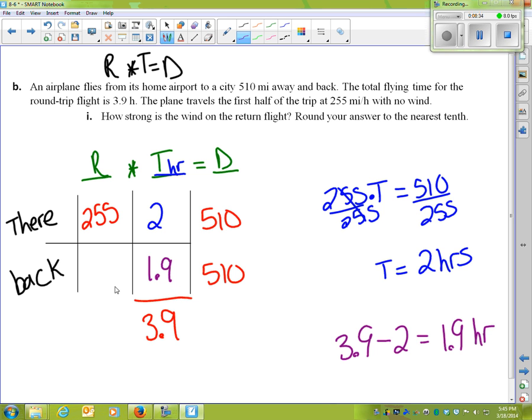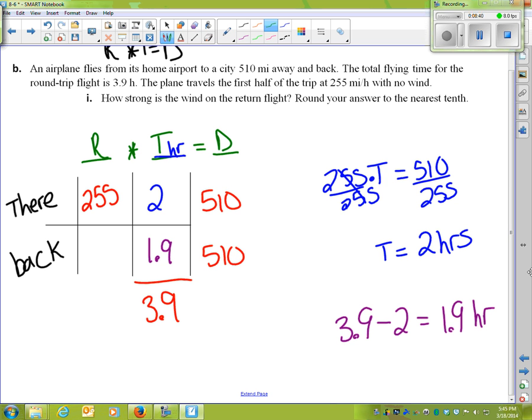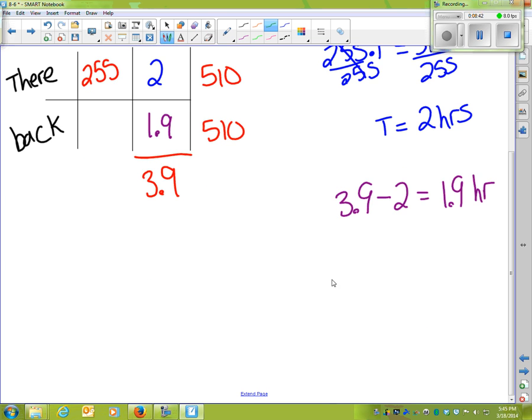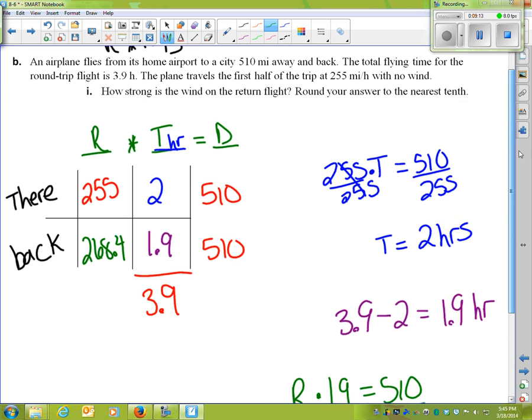Now I have one box left to fill in the rate. So in my last bit of calculating, I take my rate times that 1.9 hours is the 510. Divide by 1.9, and the rate on the return trip home is 268.4 miles per hour. 268.4. Right, let's see what this is actually asking us for.